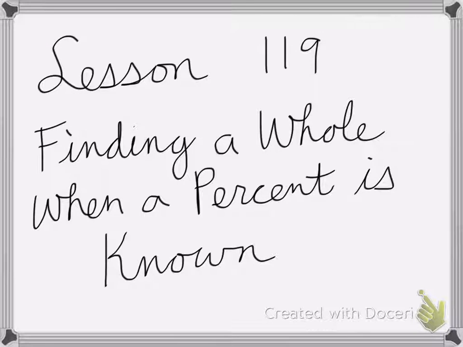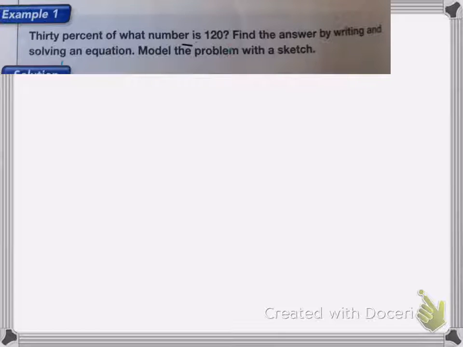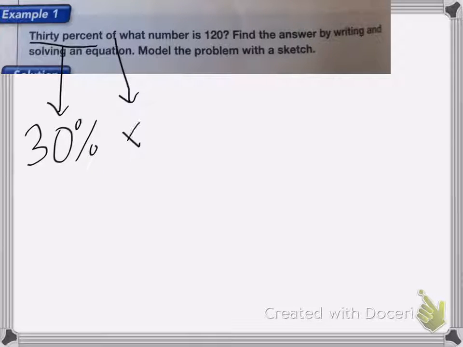Alright, so lesson 119 is finding a whole when a percent is known. So here I have 30% of what number is 120? So I'm first going to decipher what it wants. Here we have 30% of means multiply. What number, so I don't know, that's n, is means equals 120.